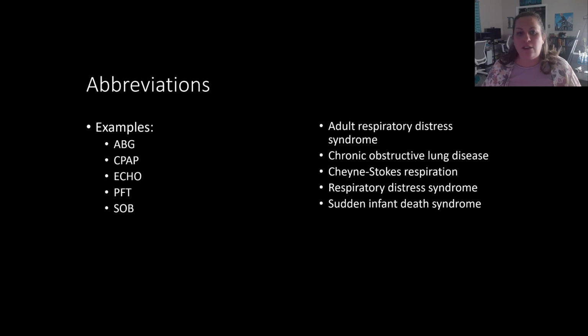We also see that you can have some diseases that we can give actual abbreviations to. Adult respiratory distress syndrome is known as ARDS. We also have chronic obstructive lung disease known as COLD, all capitalized. Respiratory distress syndrome is RDS, and SIDS is sudden infant death syndrome. These are just some abbreviations that deal with the respiratory system.